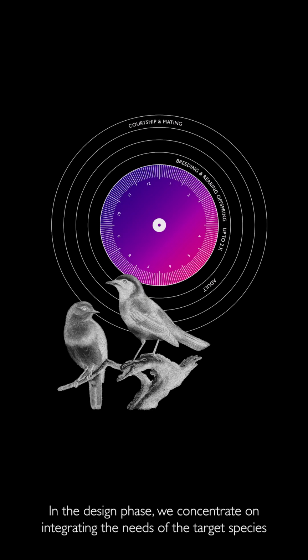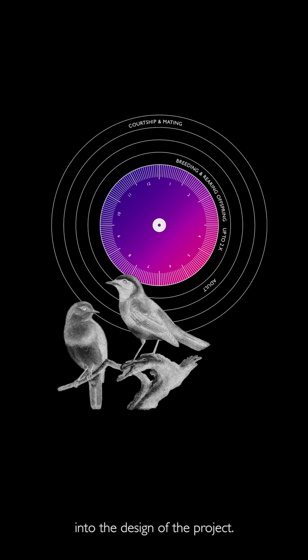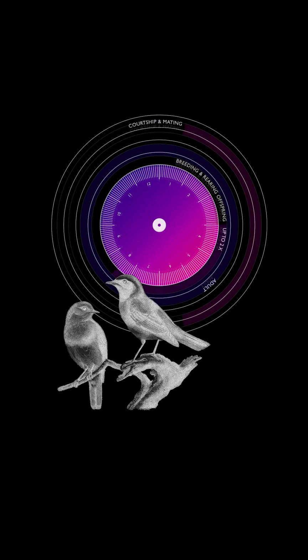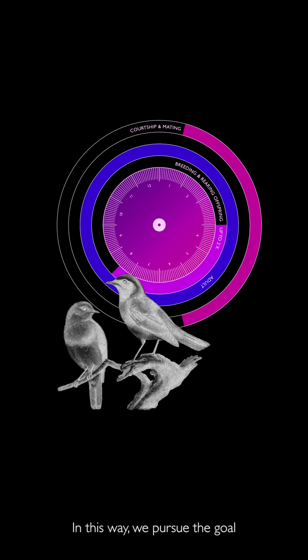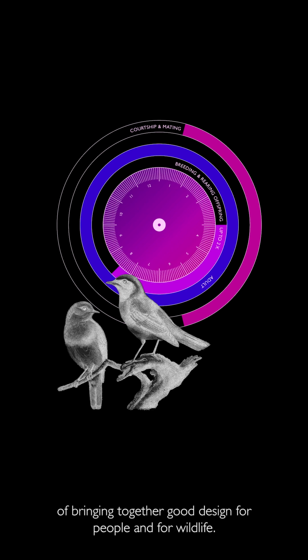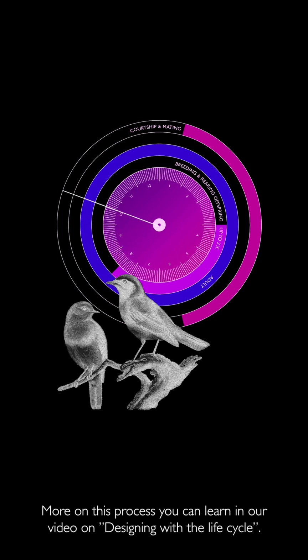In the design phase, we concentrate on integrating the needs of the target species into the design of the project. In this way, we pursue the goal of bringing together good design for people and for wildlife. You can learn more about this process in our video on Designing with the Life Cycle.